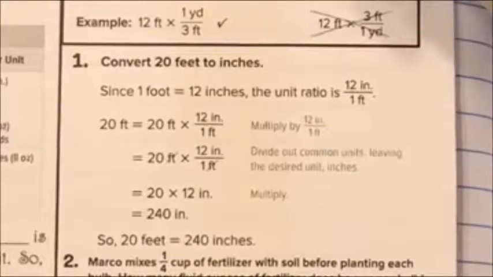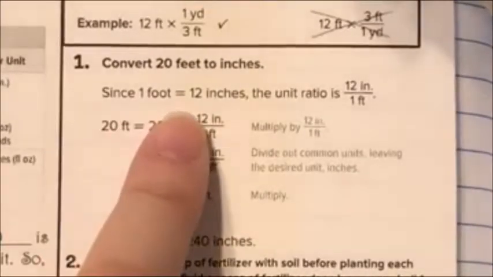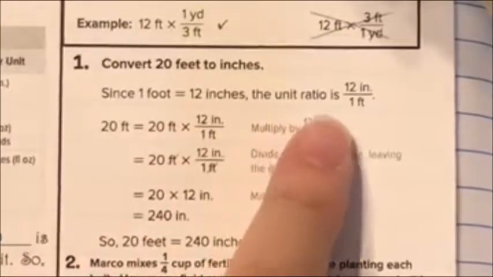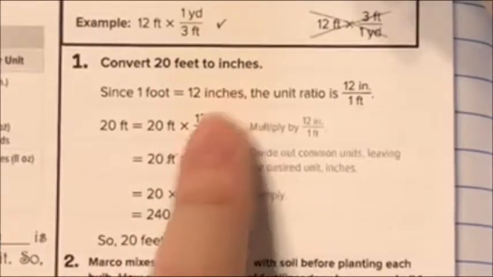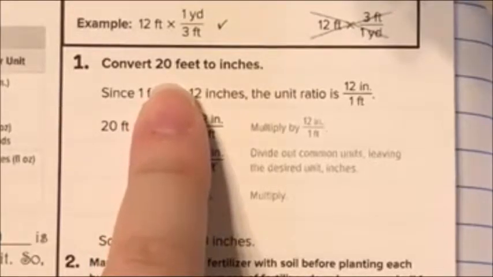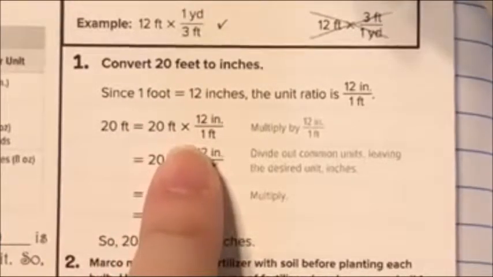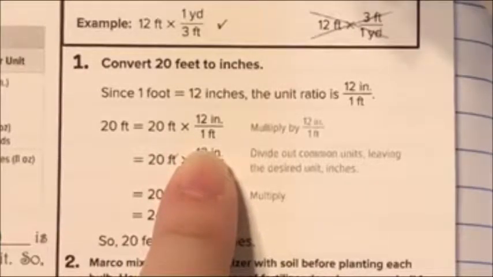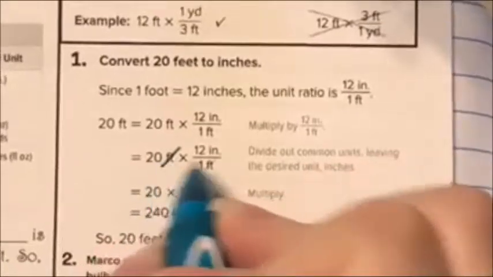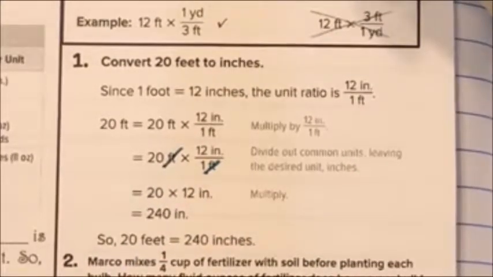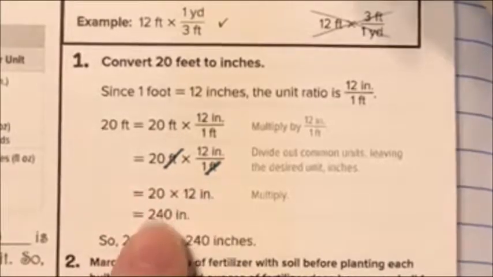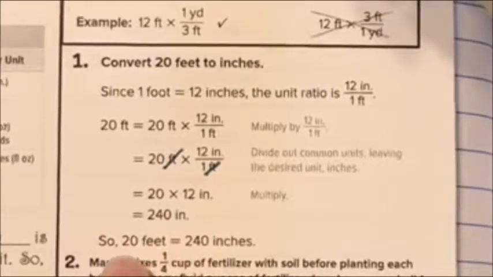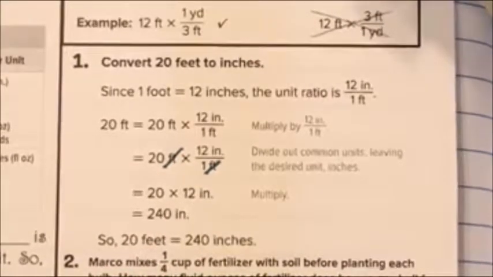Number 1, convert 20 feet to inches. So since 1 foot equals 12 inches, the unit ratio is 12 inches to 1 foot. So I'm going from a larger to a smaller unit. So if I were to write this, I would have 20 feet times 12 inches over 1 foot. Notice that my feet cancel out. That's what I want it to do. I want feet in the numerator and feet in the denominator, so they cancel each other. Then I have 20 times 12, which is 240 inches. So 20 feet equals 240 inches.